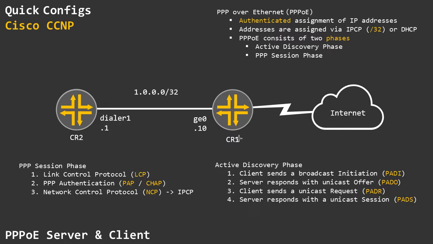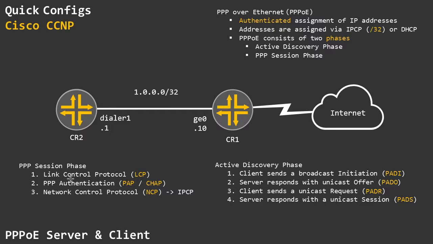PPPoE consists of two phases. We have the active discovery phase, in which the client sends a broadcast initiation. The server responds with an offer. The client says, okay, I want to use that address, and the server responds with a session confirmation of that address. It's very similar to DHCP, where the first request is a broadcast and afterwards it is all unicast.